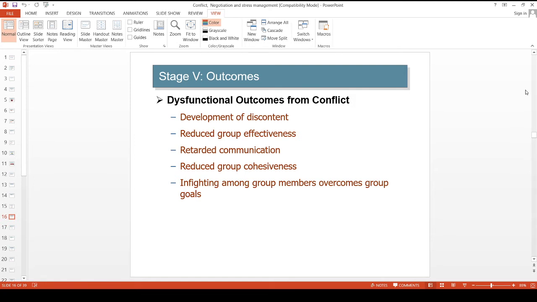What can be the dysfunctional outcomes of the conflict? These are the things which most of the managers want to avoid out of that conflict process: the development of discontent, reduced group cohesiveness and effectiveness, retarded communication, and infighting among group members overcoming group goals.